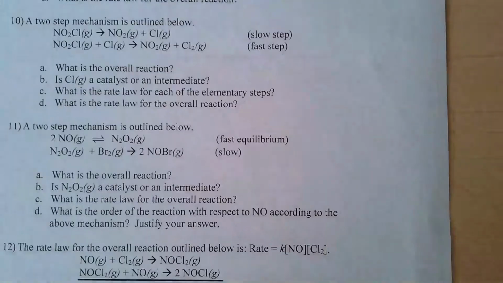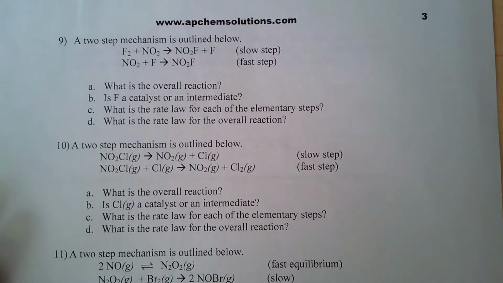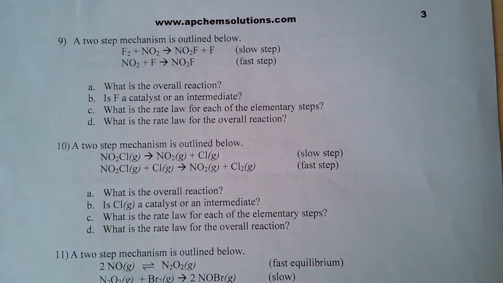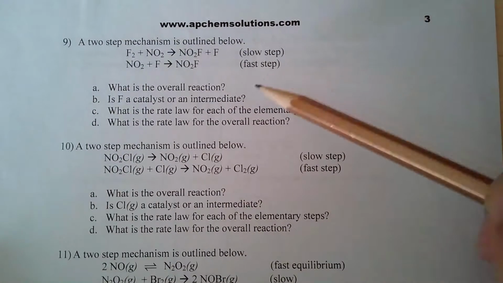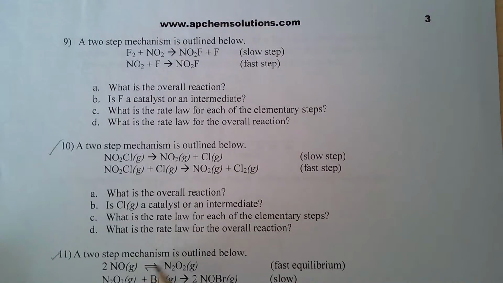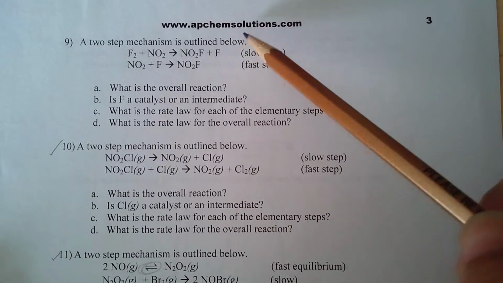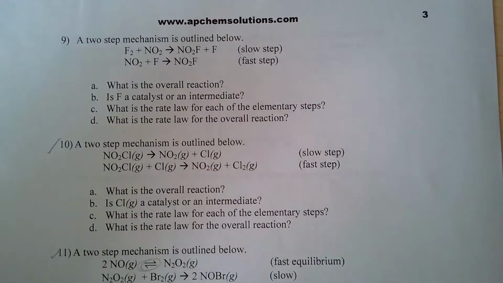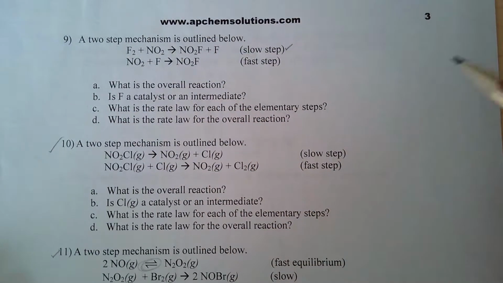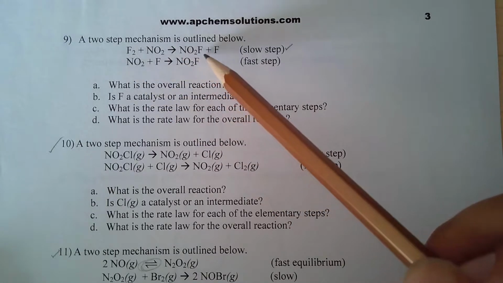All right, question number 9. We went over this one in class, so I'm not going to cover it in depth, but I will give you a brief overview, and then question 10 is exactly the same. 11 is a little different because you have equilibrium steps, but we'll get to that in just a minute. So question number 9, we have our two-step mechanism that gives us the slow step. So the overall reaction, we just have to cancel out our intermediate products.